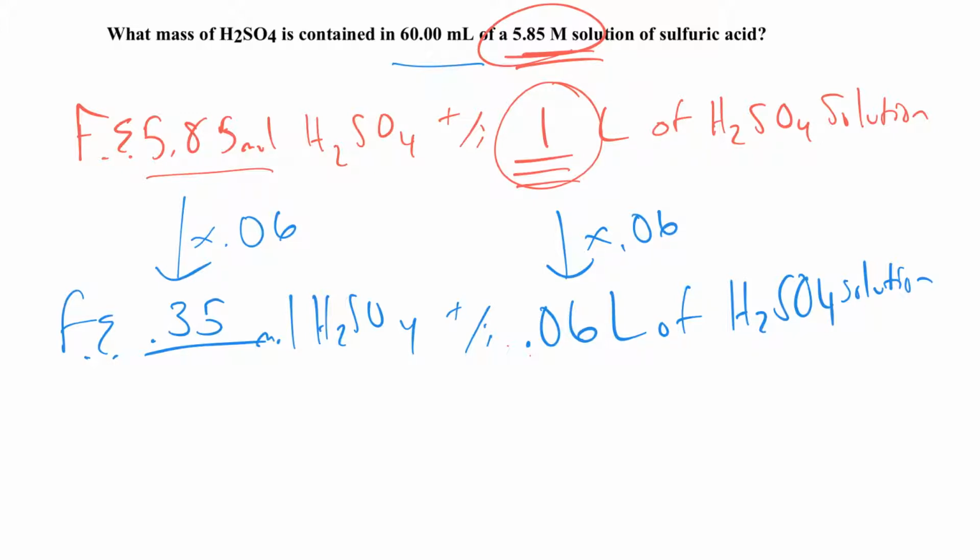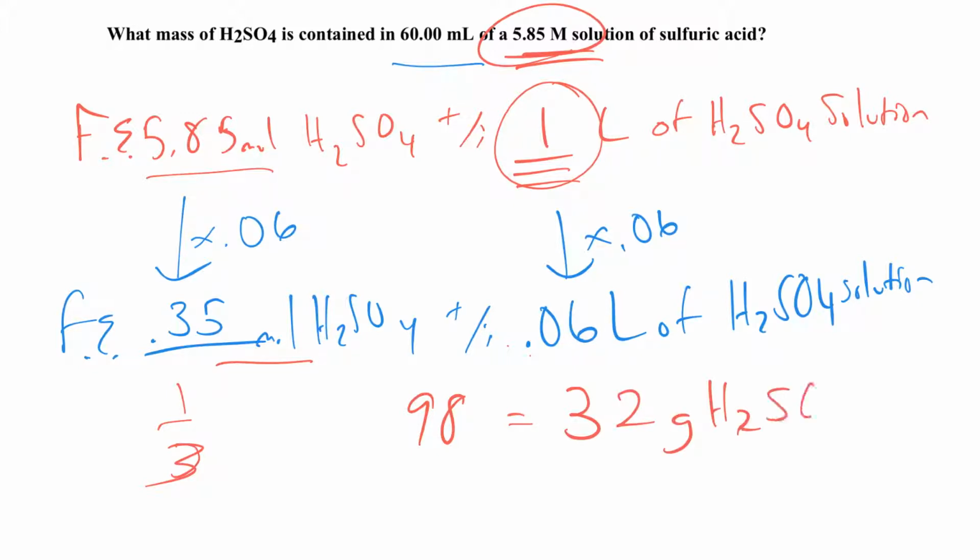Well, they wanted the answer in grams. So this is about 1/3. So it's about 1/3 of a mole of H2SO4. And H2SO4 is 98. So this will come out to be about 32 grams of H2SO4. Now, if you use the calculator, you're going to get a little bit better answer, but that's the general gist of that one.